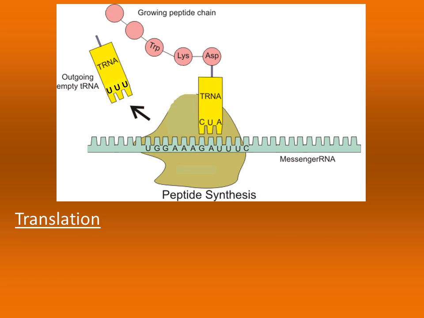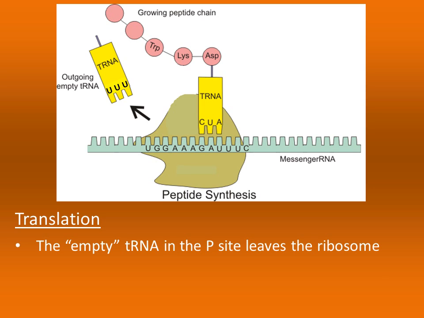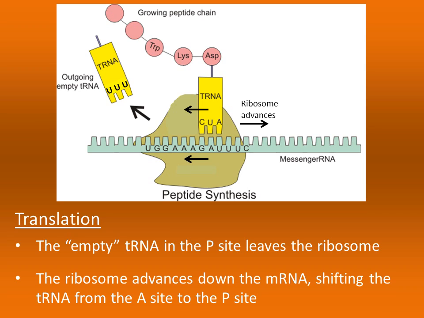And then the former tRNA that was in the P site now leaves. It is what we call empty. It has broken its bond with the peptide chain, and it now leaves, leaving the new tRNA that had just arrived to hold the growing polypeptide. And following this, the ribosome will advance down the messenger RNA, moving that transfer RNA into the P site, allowing another vacant A site for the next transfer RNA.